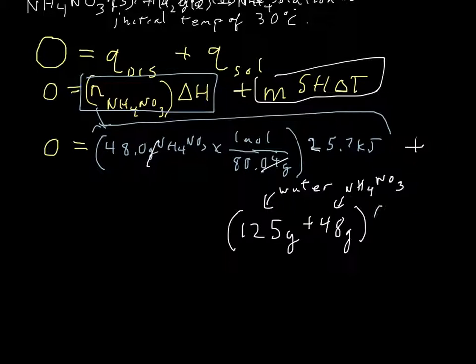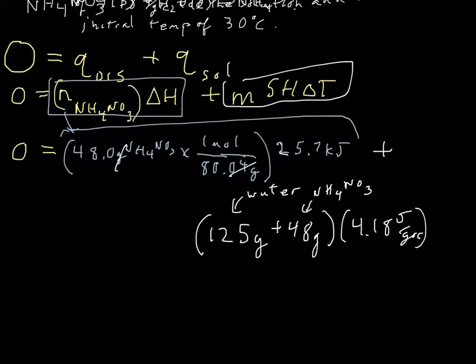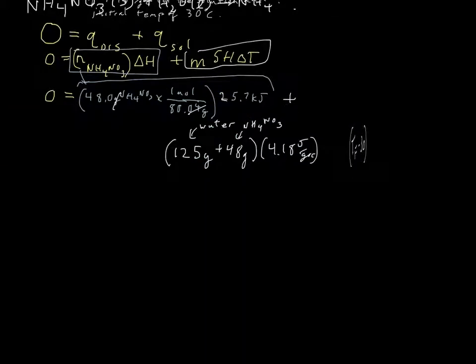Now they've told you the specific heat is 4.18 joules per gram degree Celsius. And then you have to do your change in temperature. And your change in temperature is always temperature final minus temperature initial. They tell you that you have an initial temperature of 30 degrees, and they want to know the final temperature. So temperature final minus 30 degrees. And now it becomes one big algebra problem.